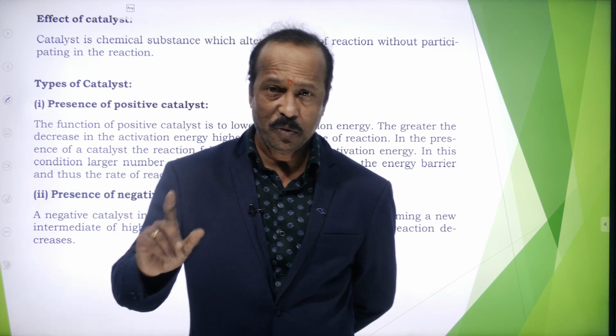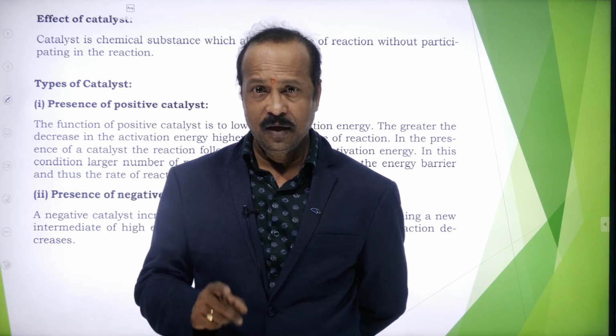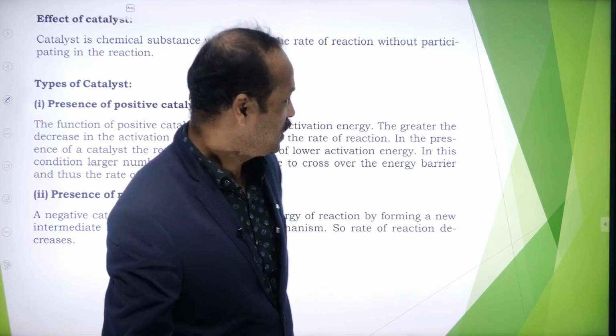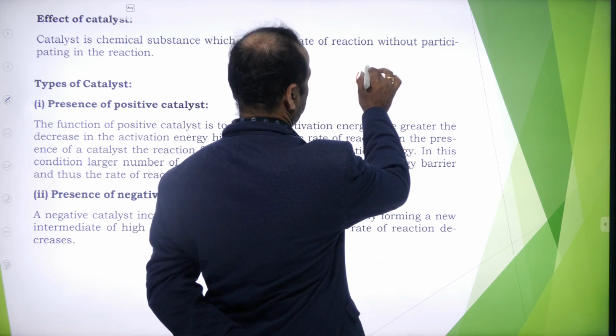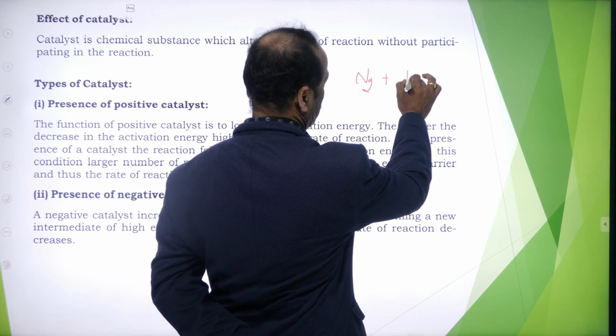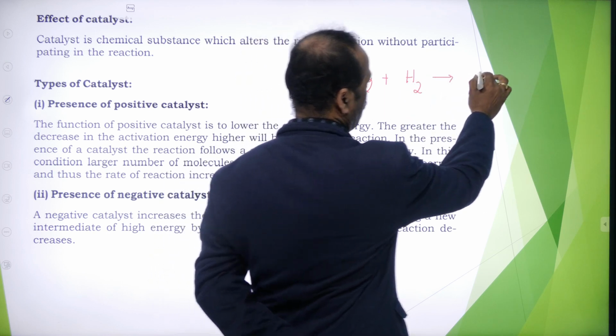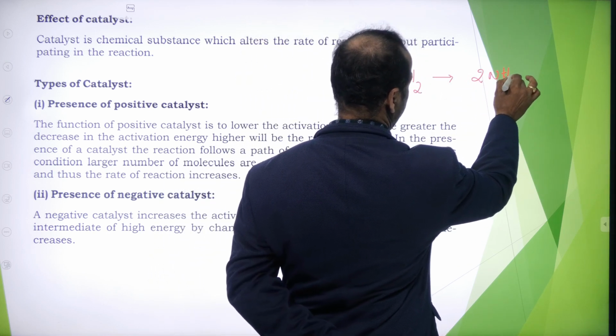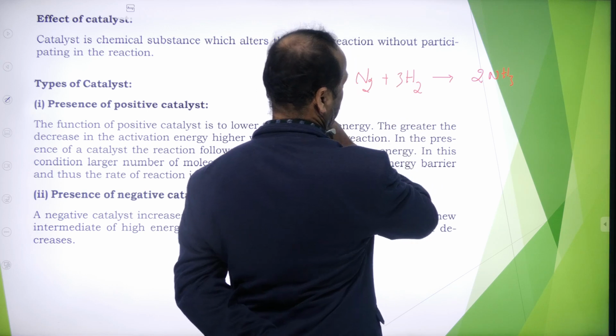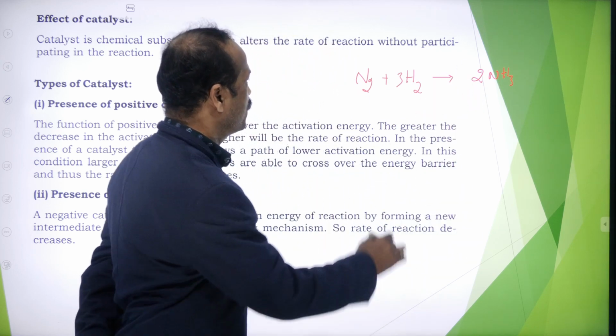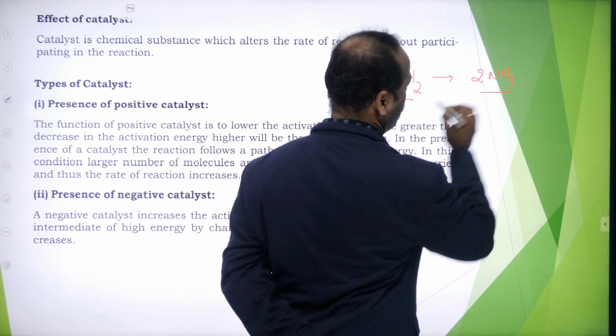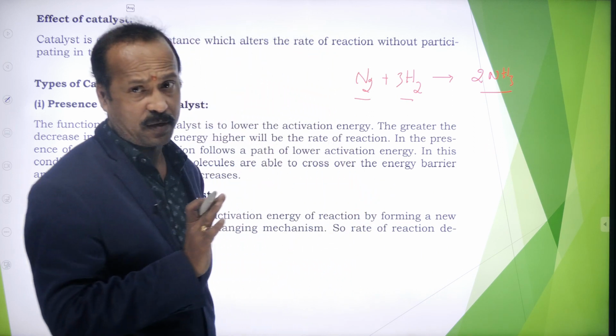So here hydrogen reacts with nitrogen to form ammonia. Ammonia is NH3. Nitrogen is N2, and hydrogen is H2. So it forms ammonia NH3. To balance it, we write the 2 here and 3 here. That's all. This is nitrogen and hydrogen forming ammonia.